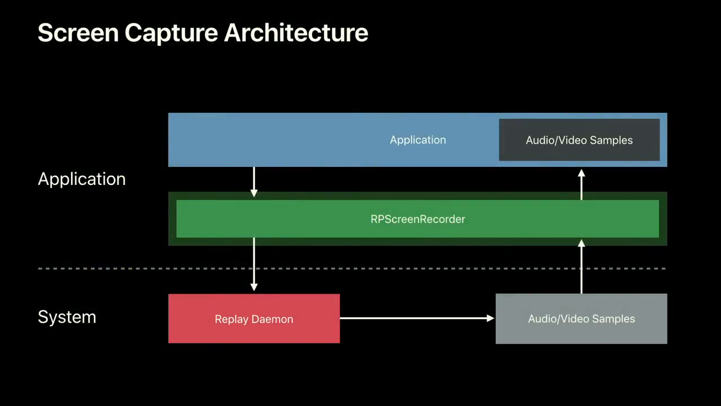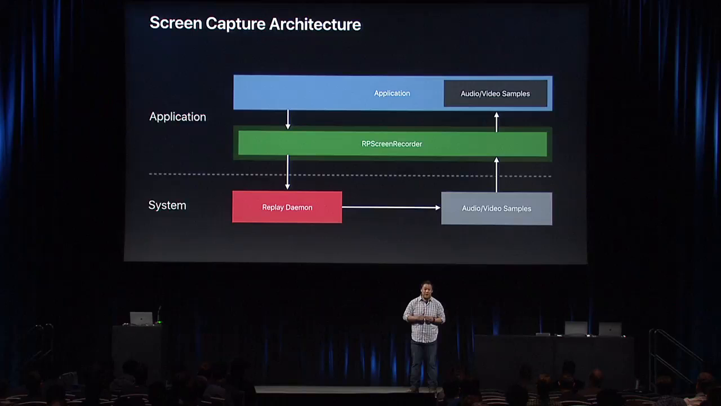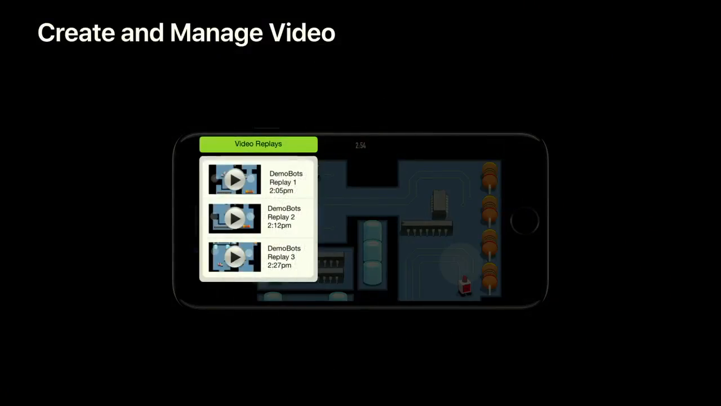I want to take a minute to revisit how in-app screen capture is actually working. And I'd like to remind you that your application now has direct access to its own audio, video, and microphone content straight from ReplayKit. In our example, we use these samples to create a simple movie using AVAssetWriter. But you can do so much more with this. Now that your application has access to its own audio and video samples, you can create and manage videos right into your own application.